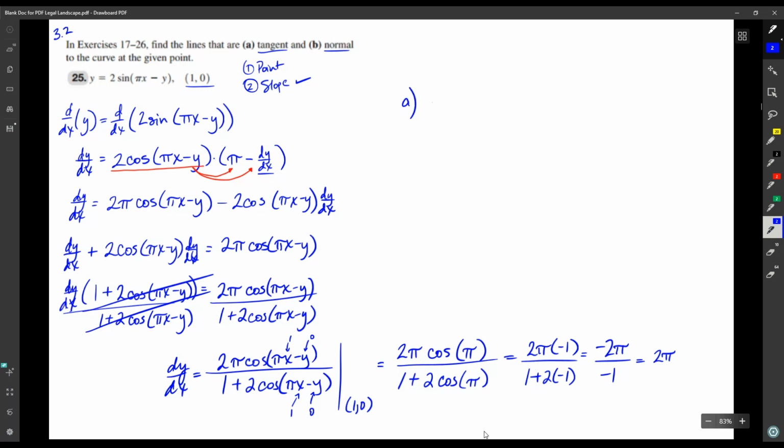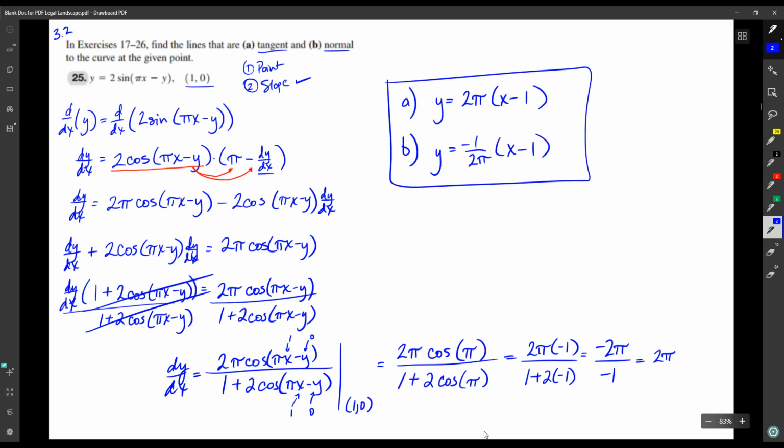For part A, the tangent line, we have y equals the slope, 2 pi, times x minus the x value of the point of tangency, 1, and then plus the y value of the point of tangency, which is 0. So we'll just leave that there as an answer. For part B, the normal line, we want to write essentially the same line again, except we take the opposite reciprocal of the slope. So rather than 2 pi, it's negative 1 over 2 pi, and then times x minus 1 once more. Let's box those in. That's a final answer for number 25.